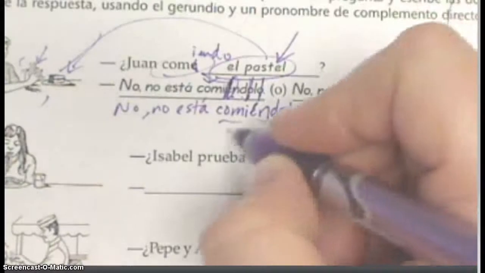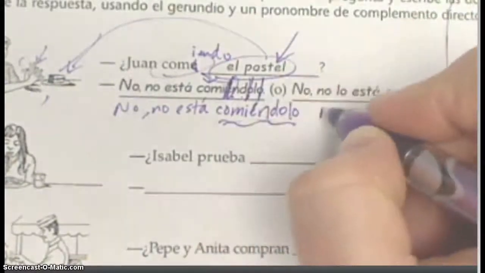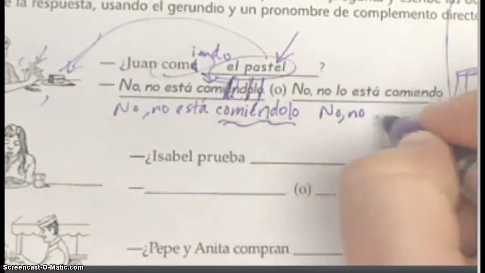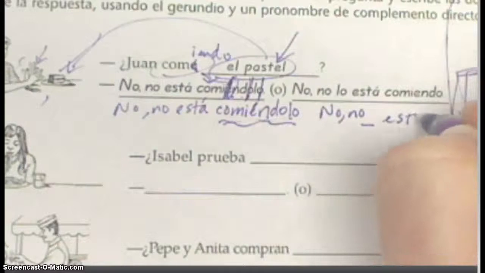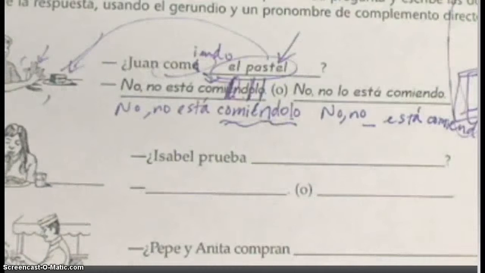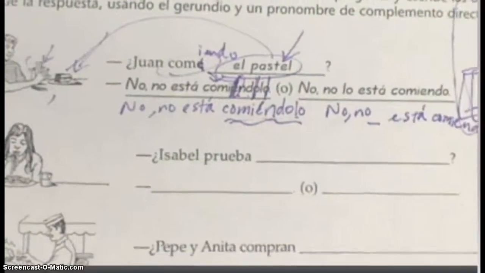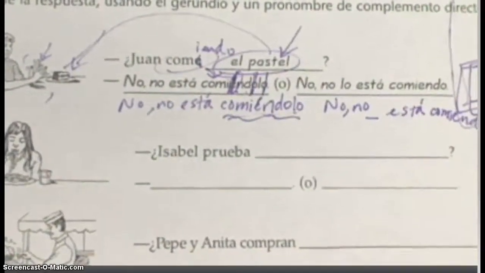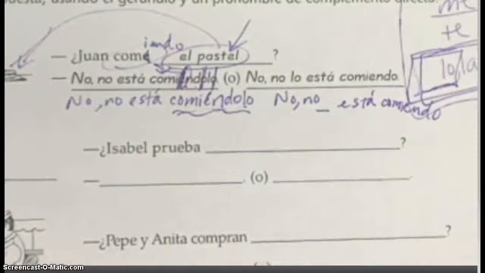Or the other way I can do it, if I don't want to add this accent onto the word, then I can say no, lo está comiendo. And that's no, they're not eating it. It's literally the same thing. If you asked a native speaker which one they say more often, they're either going to say I use them equally, or one native speaker is going to say one thing and another native speaker is going to say the other. Both of them are 100% correct.